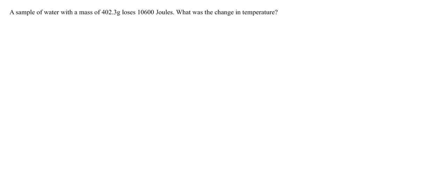A sample of water has a mass of 402.3 grams, loses 10,600 joules. What is the change in temperature? Okay. Now, I do want to point something out right here, is I'm losing energy, which means my change in temperature should be a decrease in temperature. So I should end up with a negative number when I calculate my change in temperature. So anyways, if I have a loss in joules, loss in energy, that means I'm going to have a decreased temperature, so my temperature change should be negative. Okay, I should have a decrease in temperature.